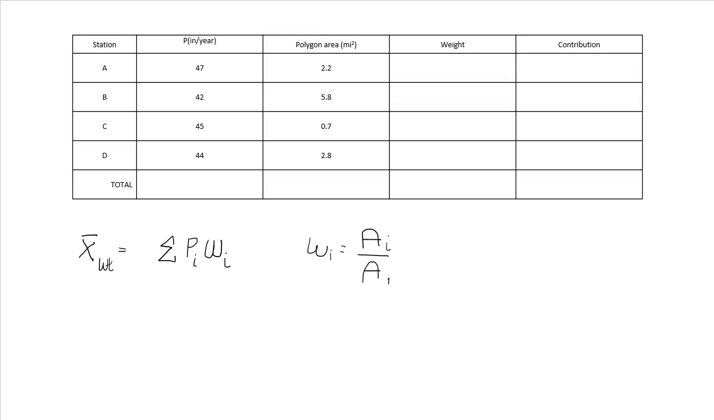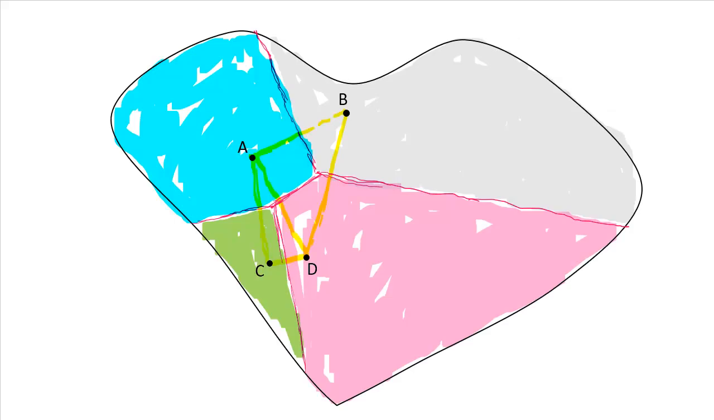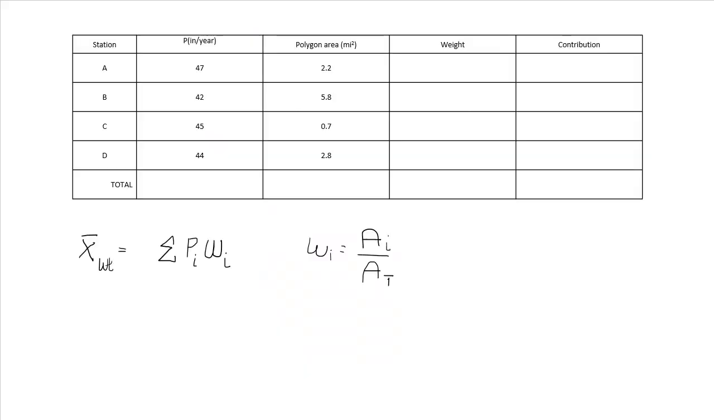So let's give an example, because this may be a little abstract. So the first station A, that was the blue one, right? At A, we measured 47 inches of rain a year, and it had an area of 2.2 square miles. Now, we need the total area. So what we need to do is add up all of these values here, okay? And when I do that, I get 11.5 square miles. So the total area is 11.5 square miles.